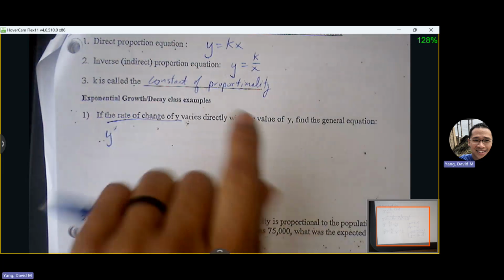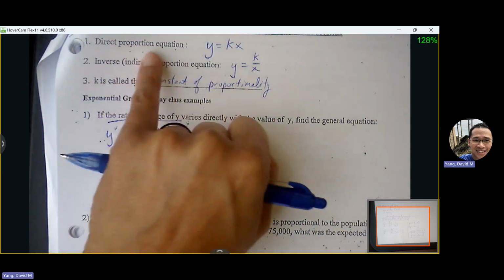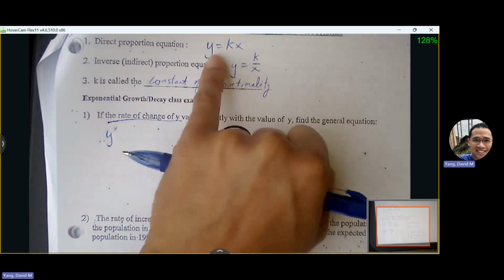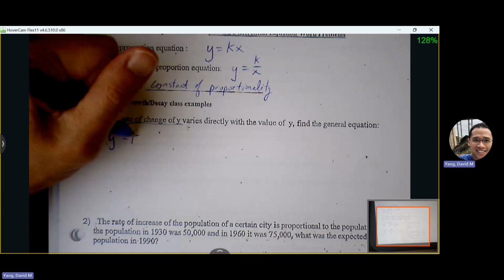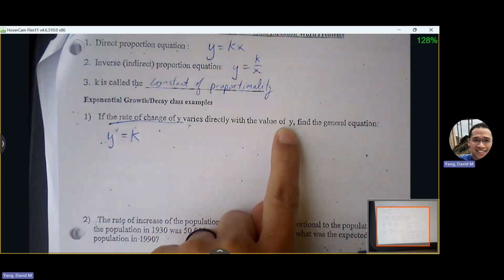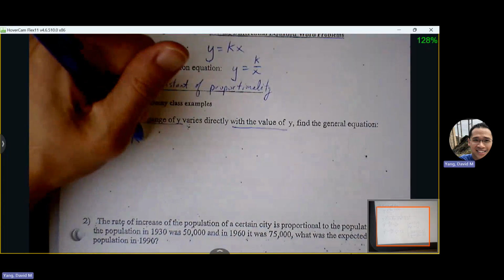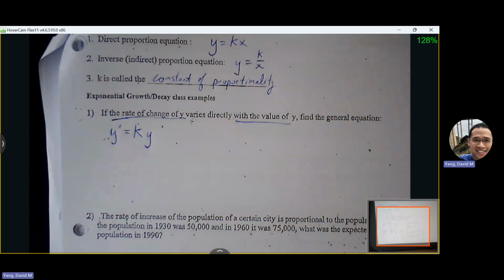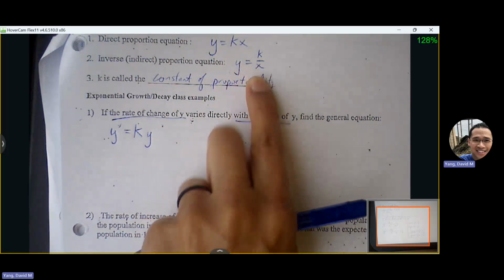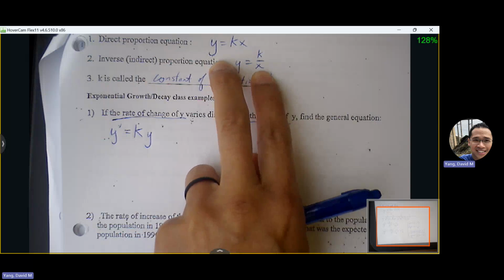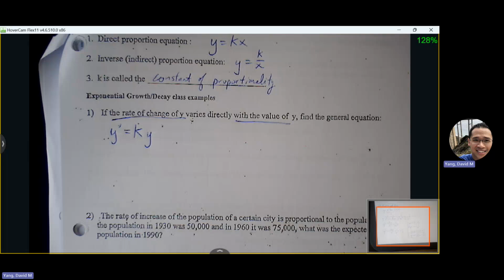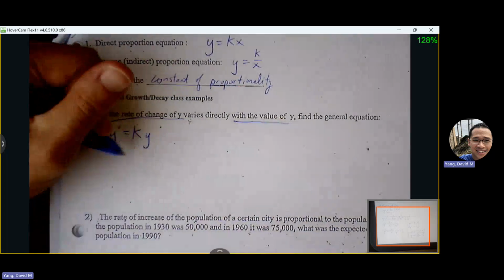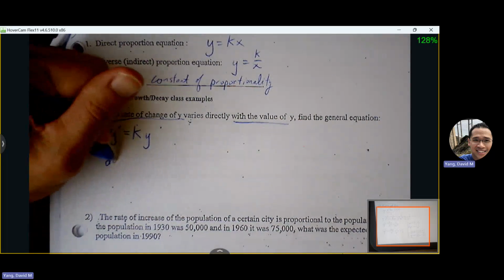It varies directly. So if it's a direct variation, direct proportion equation, it's going to be in that form. So y prime is equal to k times the value of y. So directly with y. So y prime equals ky. So that's going to be our relationship there. Direct proportion. So we know that it's not going to be two variables above each other on either side. They're both going to be in the numerator. So y prime equals ky. It says find the general equation. We can think of y prime as dy over dt.